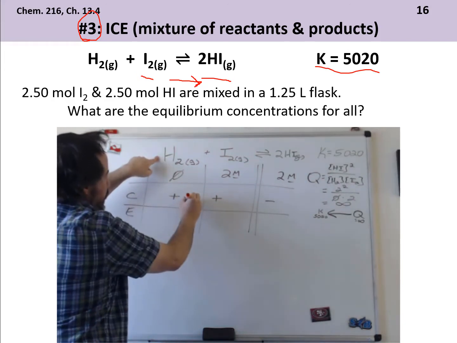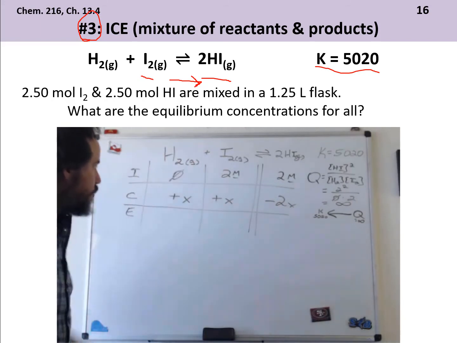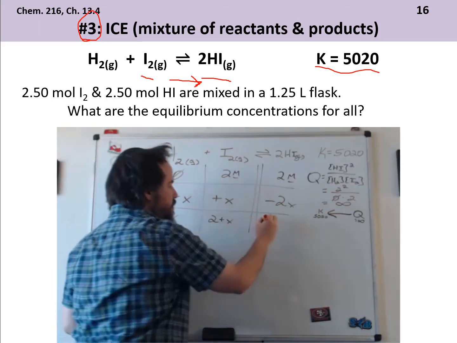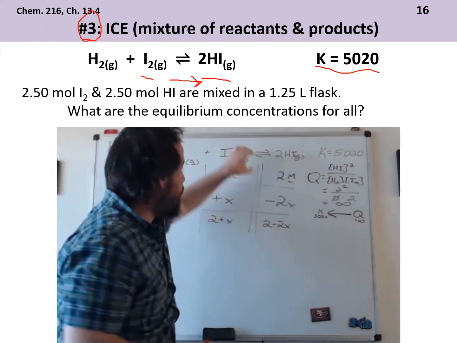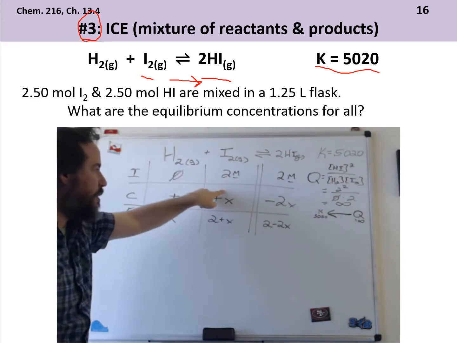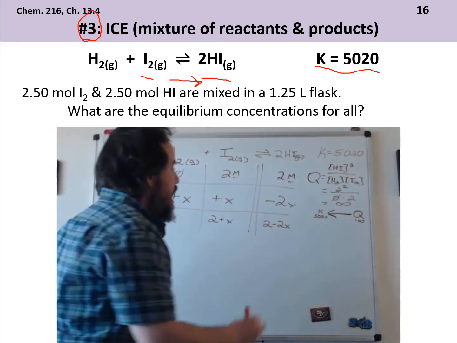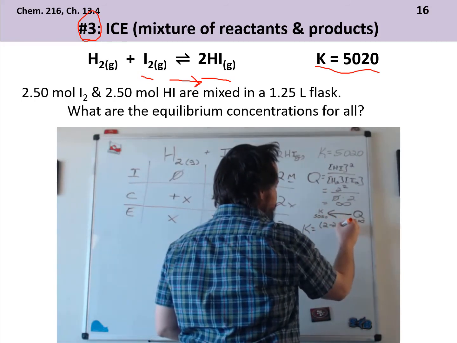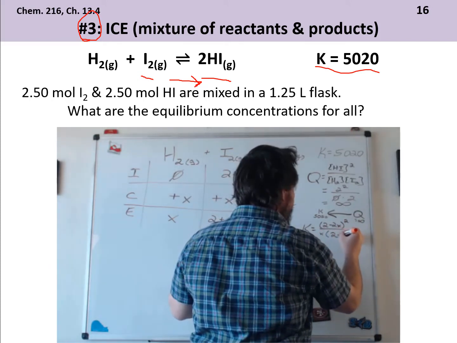This is 1x, 1x, 2x. All right, so now I go on. I have x here, 2 plus x, and then I have 2 minus 2x. All right, so that's what I do. Start with the initial, find my Q, determine the shift, find my change, get equilibrium in terms of x, and now I plug it back in. So K equals 2 minus 2x squared over x times 2 plus x.